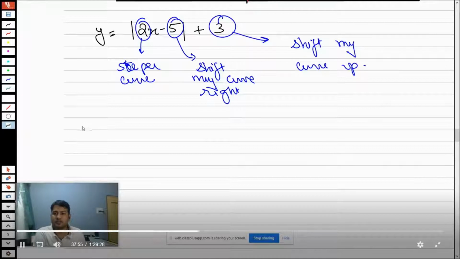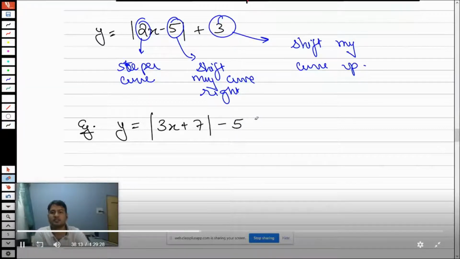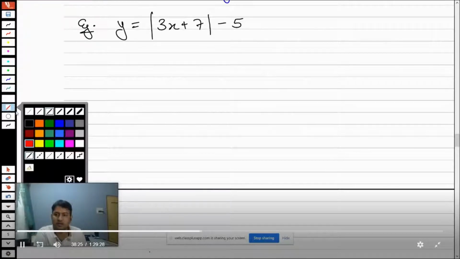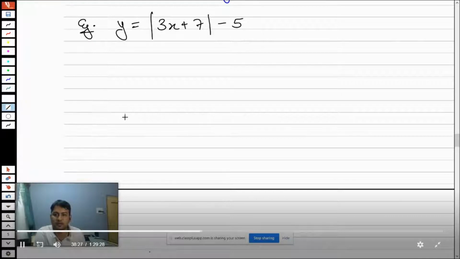So as an example, let's say I want to plot y equals mod of 3x plus 7 minus 5. Let's say I'm interested in this curve now. So I'm going to draw the Cartesian plane. Meanwhile, you also try drawing it in your notebooks, and then we can match if we all get the same answer.